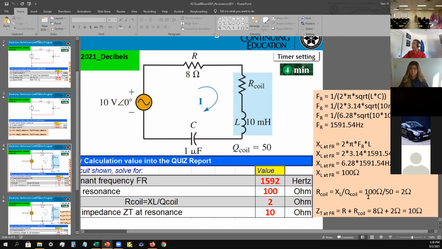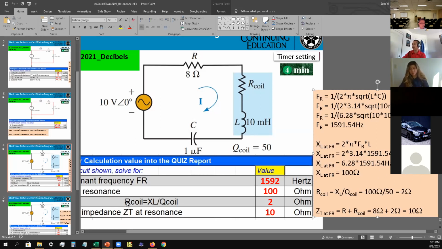Okay, now we want to find the reactance of the inductor. So it's going to be 2 pi times FR times L. If you put that into the formula and calculate it, you should come up to 100 ohms at the end. So XL is 100 ohms. And XC would be the same thing. Like I said, when it's at resonance, they're going to be equal to each other.